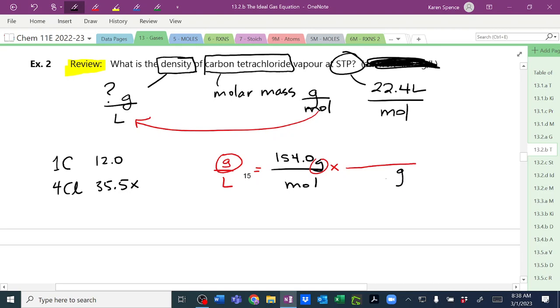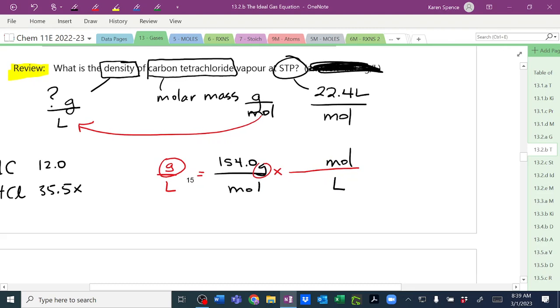Okay, so we have grams. No, we don't want to cancel grams. I keep trying to cancel grams. Obviously, I've not had enough coffee this morning. We want grams per liter, so we want to cancel moles, and we want liters to go on the bottom. Because this is a gas at STP, there are 22.4 liters per mole. So we have 154 divided by 22.4, which is 6.875, which if we round to 3 sig figs becomes 6.88. Let's see if that was the answer, 6.87.